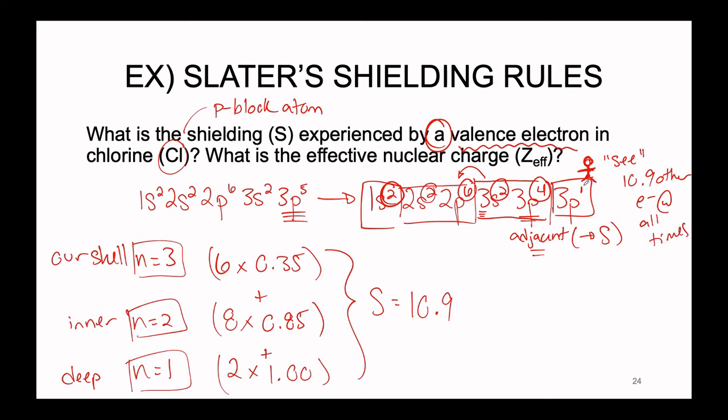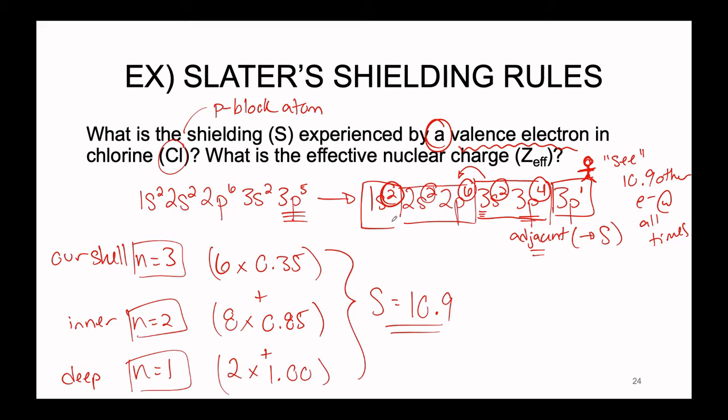There may be a total of 17 electrons inside of this atom, but we only see 10.9 of them because everything's moving around. All of the electrons in this atom are dynamic, and so we're going to see 10.9 of them at any given point in time.